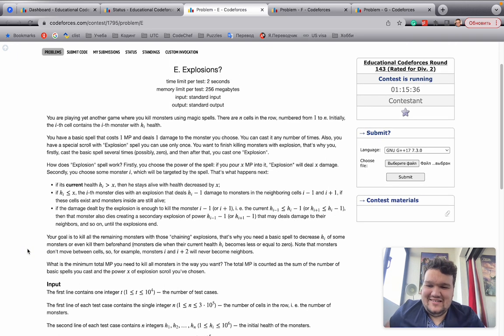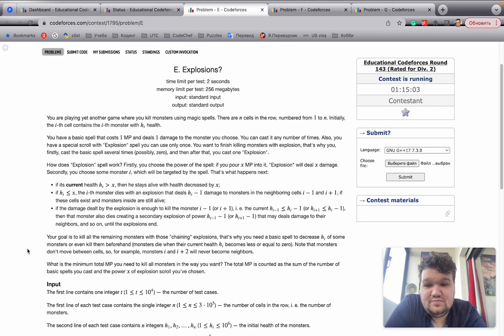You are playing yet another game where you kill monsters using magic spells. Yep, there were a lot of similar problems recently. And N cells. This monster is in cell number I with HI health. Basic spell deals 1 damage to the chosen monster for 1 mana point. Okay, cool.